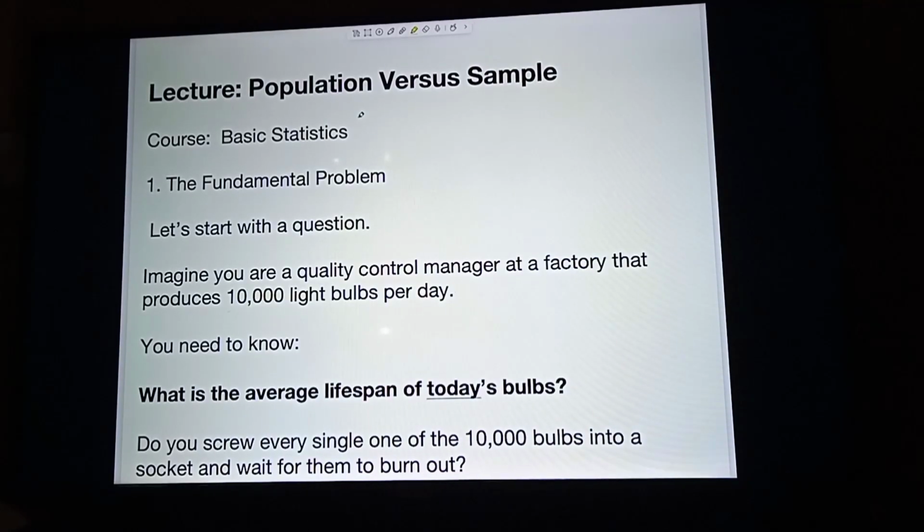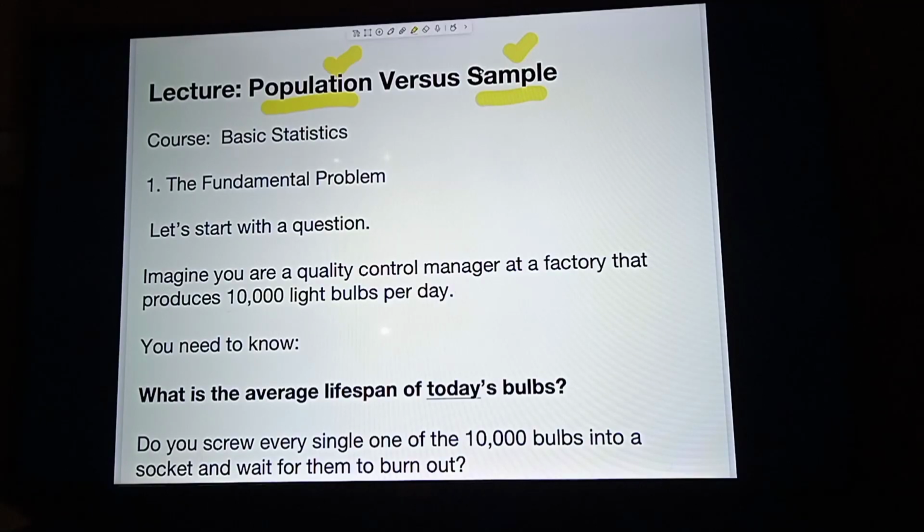Hi everyone. Today I'm going to explain the most used concept in statistics, that is population and sample. A population is the entire group you want to study, whereas a sample is a smaller part or a representative part of that group that you actually collect data from.